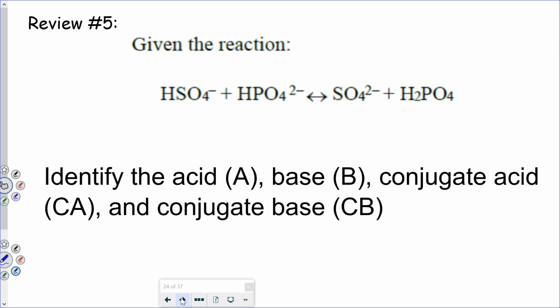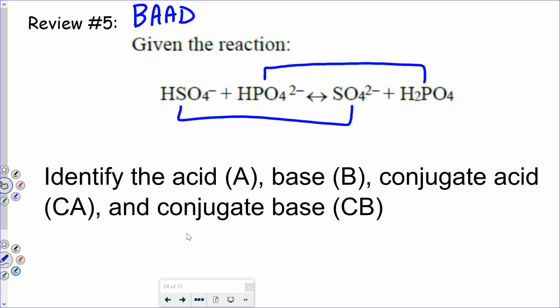All right, question number 5. Given this reaction, identify the acid, the base, the conjugate acid, and the conjugate base. Remember, for these types of problems, you're going to use BAAD. Whenever you're doing these, you need to first come up with your conjugate pairs. Conjugate pairs differ by only one hydrogen. So here's my first conjugate pair. HSO4 and SO4 only differ by one hydrogen. And then HPO4 and H2PO4 also only differ by one hydrogen.